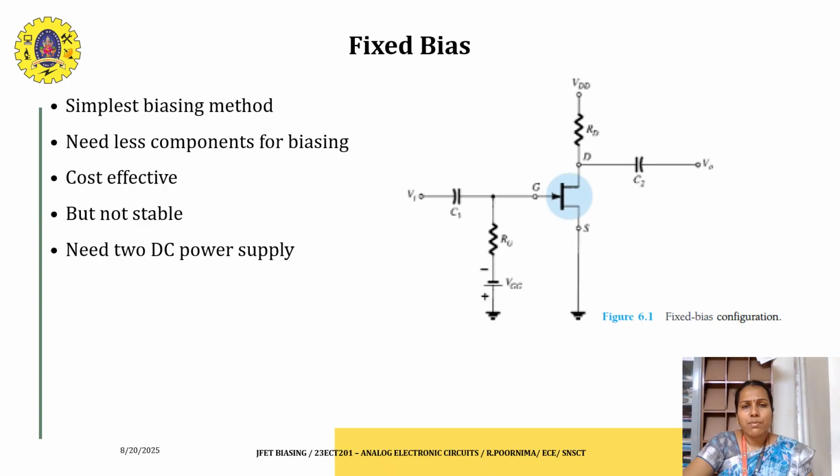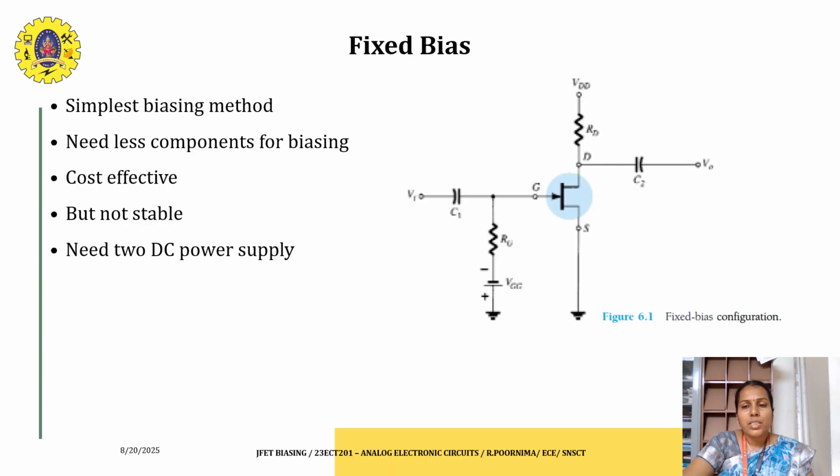The first one is the fixed bias circuit. This fixed bias circuit is the simplest biasing method because there are fewer components in this circuit. In this you can see that there is a supply VDD, connected to the resistance RD and given to the drain terminal, and similarly another supply VGG is connected to the resistance RG, the gate resistance, which is connected to the gate terminal. This makes the gate source junction reverse biased.